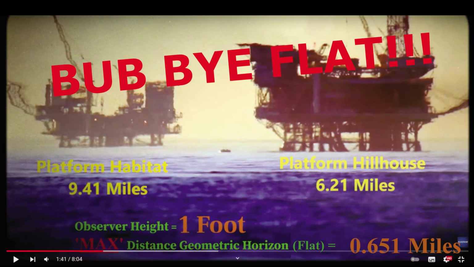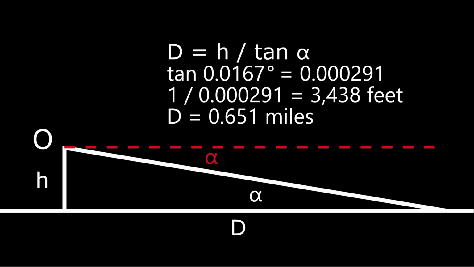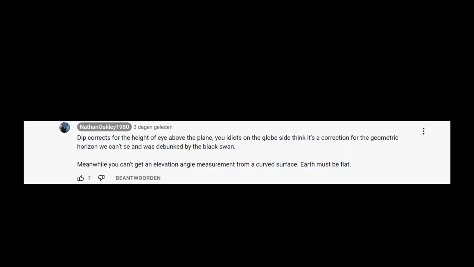In my previous video I calculated the dip correction to the horizon using this formula. Dip angle equals 1.932 times the square root of the observer height, where the dip correction is in arc seconds. I calculated the distance to the horizon, assuming a flat earth, and assuming that Nathan Oakley was right when he claimed that the dip correction was for the distance of the observer to the flat plane only.